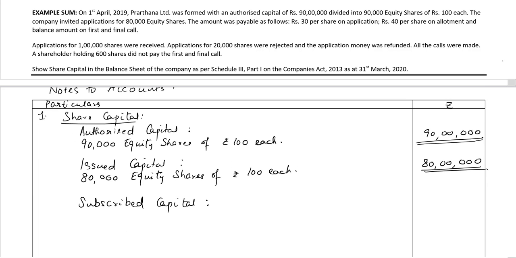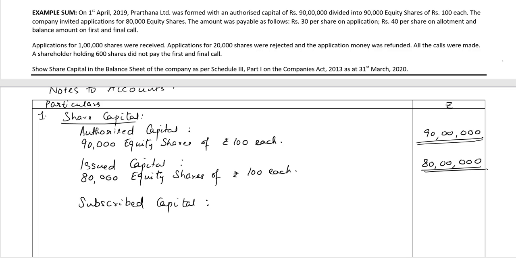There's been oversubscription of shares. Though the company has issued only 80,000 equity shares, the company received applications for 1 lakh equity shares. The company has rejected 20,000 shares and refunded the application money which was received on these 20,000 equity shares. So the company has allotted 80,000 equity shares. Now we need to analyze whether the shares will come under subscribed and fully paid up or subscribed but not fully paid up.